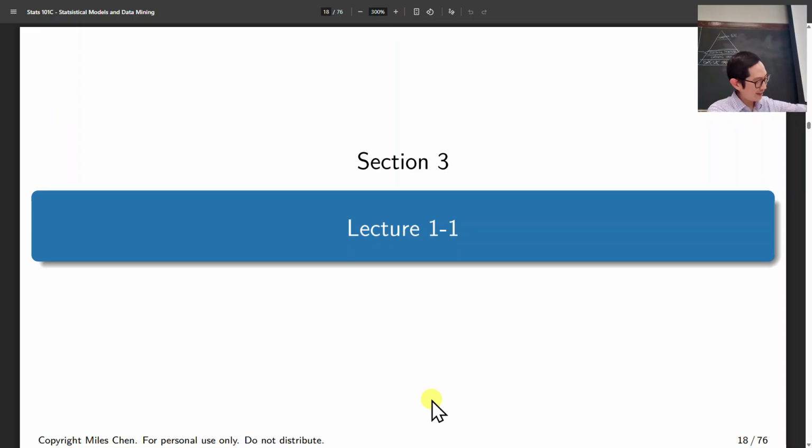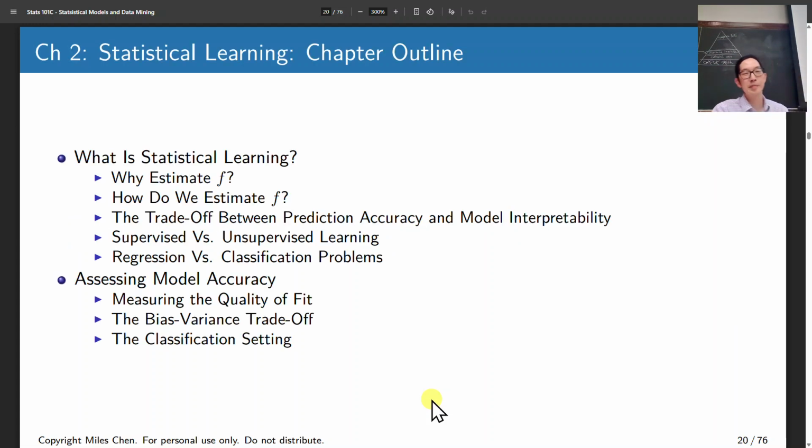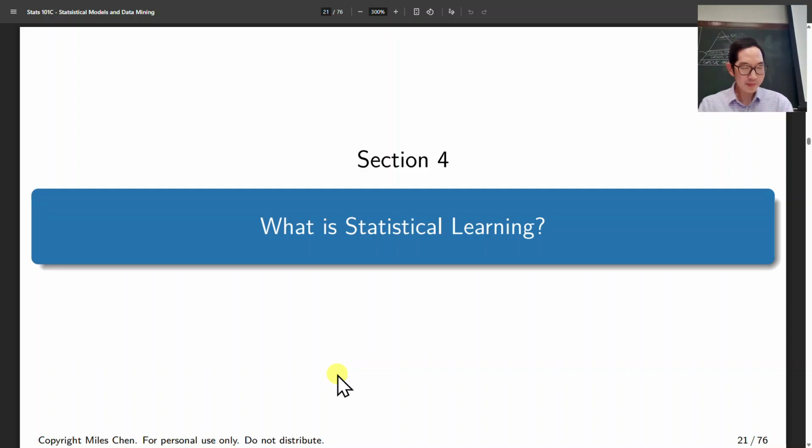All right. So thank you for indulging me, and let's get into the actual lecture content here. We'll take a look at some of the stuff from this textbook, Introduction to Statistical Learning. I also want to introduce the Tidy Models package. When you open up your textbook, it talks about what statistical learning is, this concept of machine learning, and what f is.